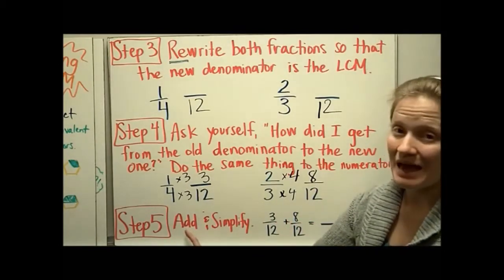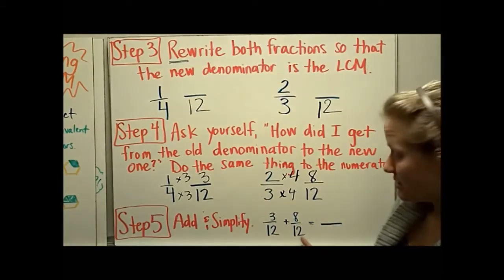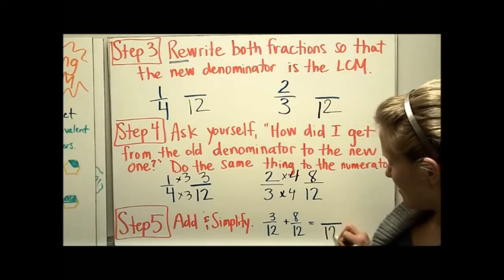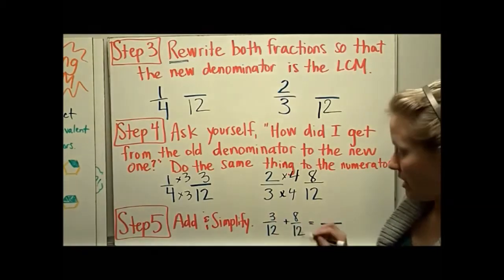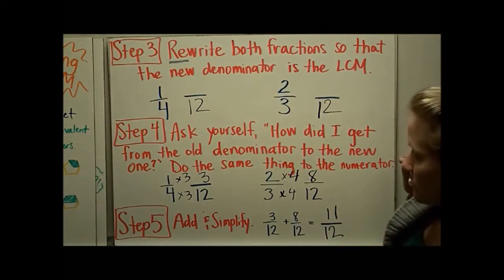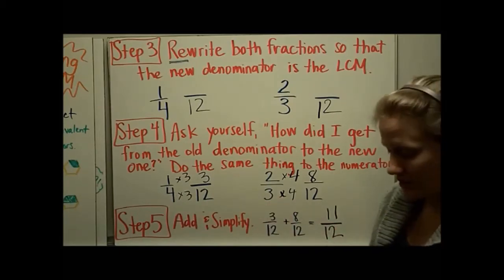The last step is to add and then simplify your fractions. So remember, when you add fractions, you don't add the denominators. You keep the denominator the same, and you just add your numerators. 8 plus 3 is 11. So the answer to 1/4 plus 2/3 is 11/12.